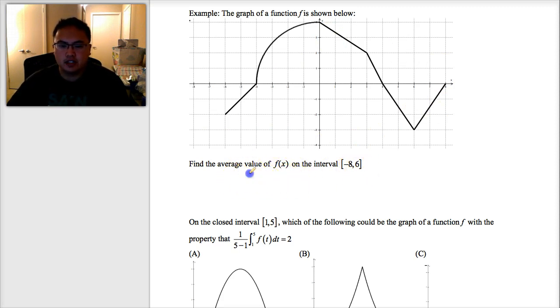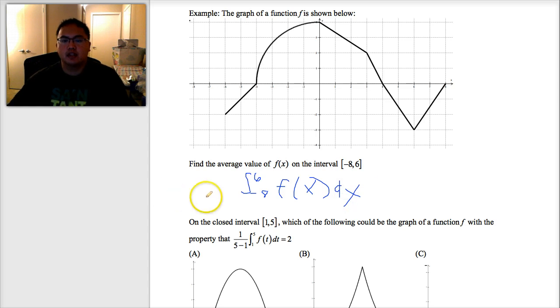So again, I like to do the integral first. So from -8 to 6. There's no equation in this problem, so I have to write the integral of f of x dx, and then figure out how long this interval is. If I'm going from -8 to 6, would you agree that this interval is 14 units long? So can you guess what fraction I put out in front? It's going to be 1 over 14.